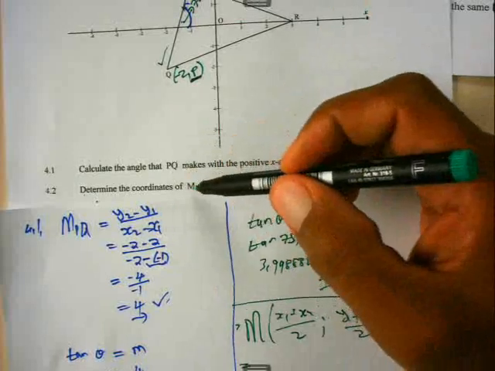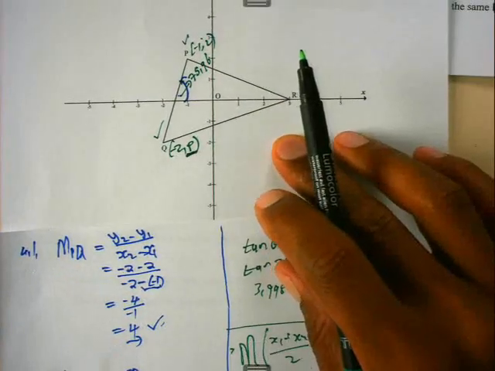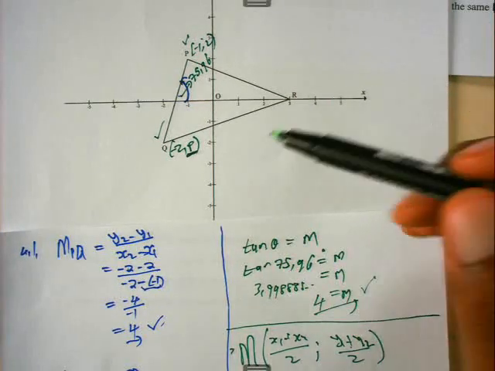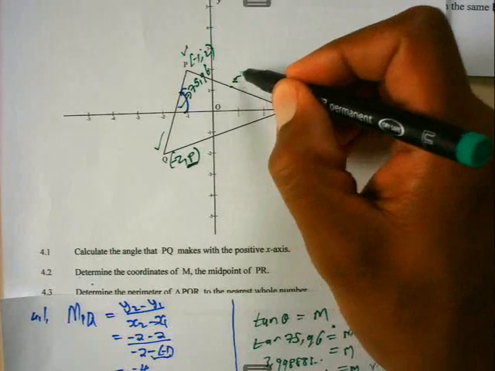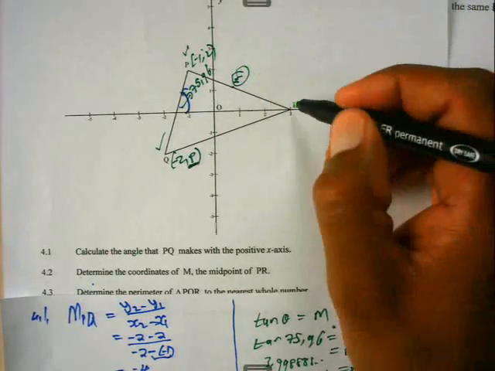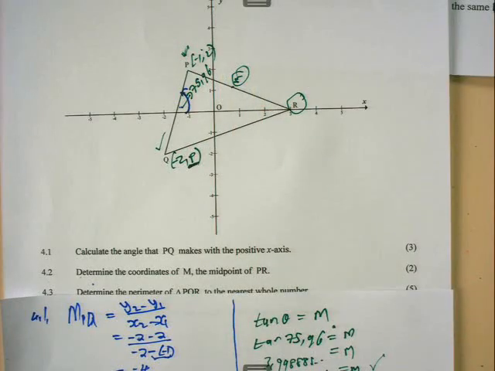They said the coordinates of M, which is the midpoint of PR. Now it means we need to go back to our diagram to check where PR is. This is PR. Then it means M is somewhere on this side here. Right? It means now we need the coordinates of R as well as the coordinates of P.